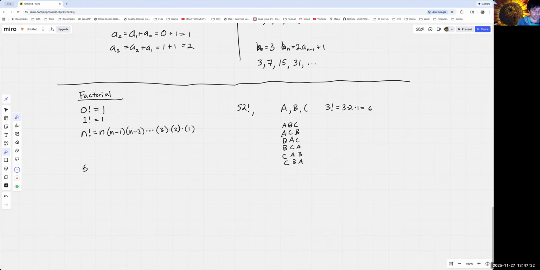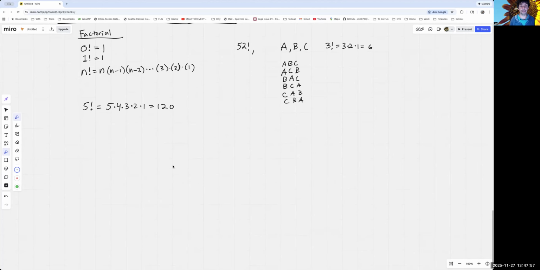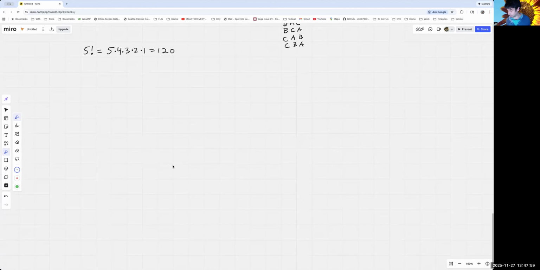For instance, 5 factorial, just to make sure this is clear: if n is 5, then n minus 1 is 4, n minus 2 is 3, n minus 3 is 2, and n minus 4 is 1, all the way down to 1. Which turns out to be what? 5 times 4 is 20, times 3 times 2 gives me 120. So we will see sequences and series that use the factorial a lot.